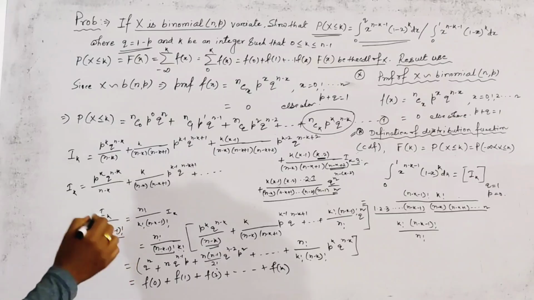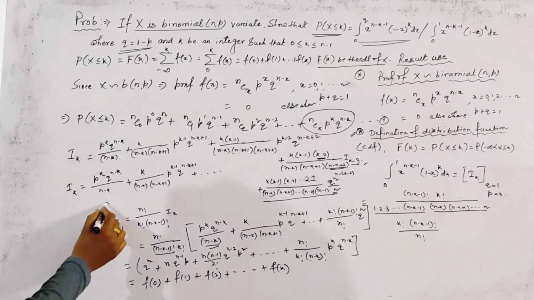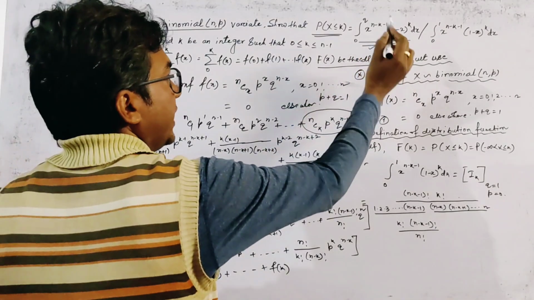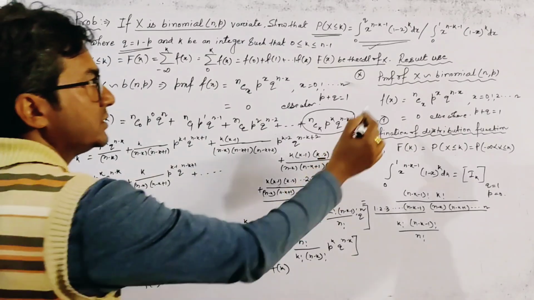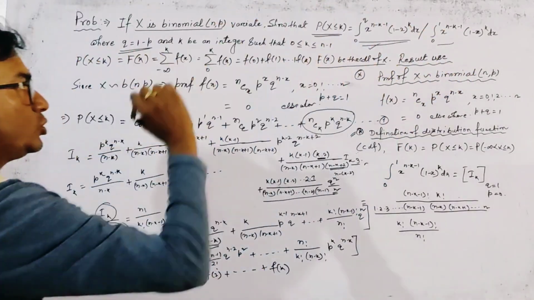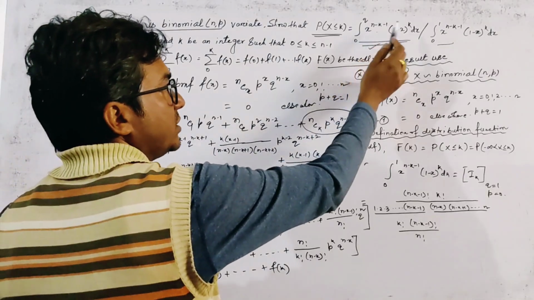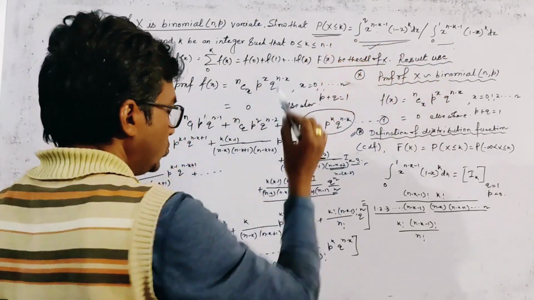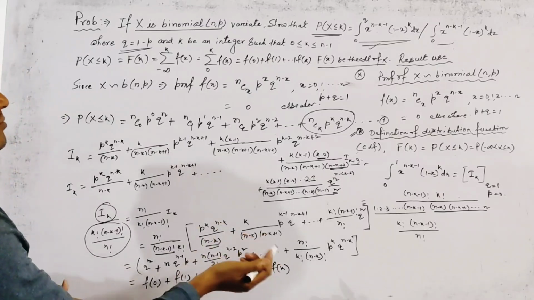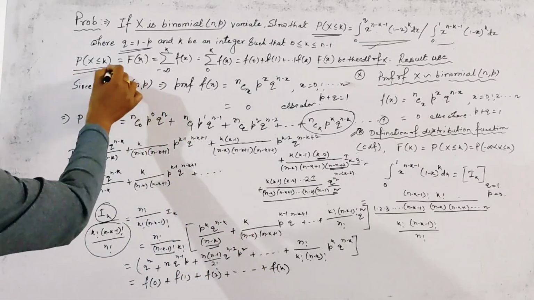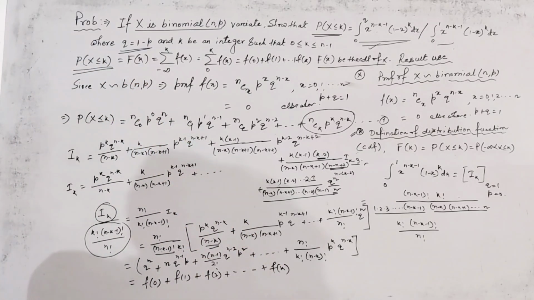Okay, and we say that our Ik is this Ik, and our lower value of this is the lower integration, so we put this integration by this integration, this is equal to f0 plus f1 plus f2 up to fk, which is given by P of X less than or equal to k.